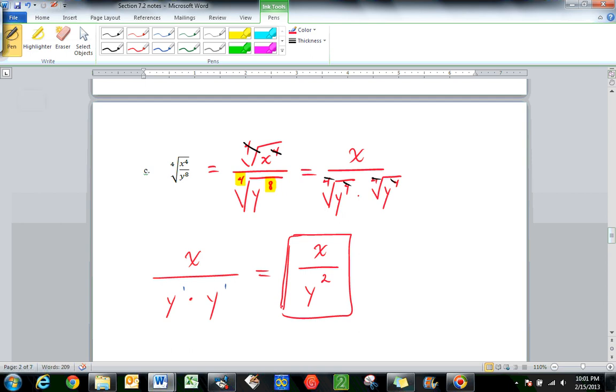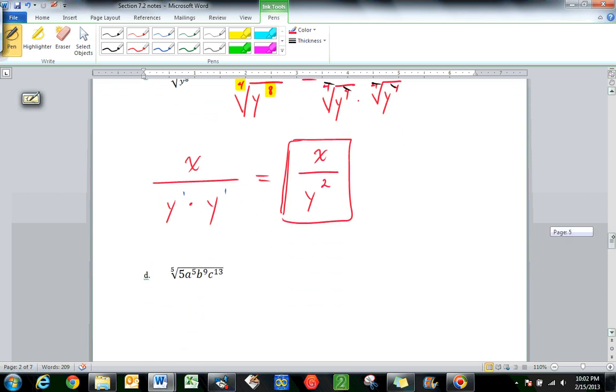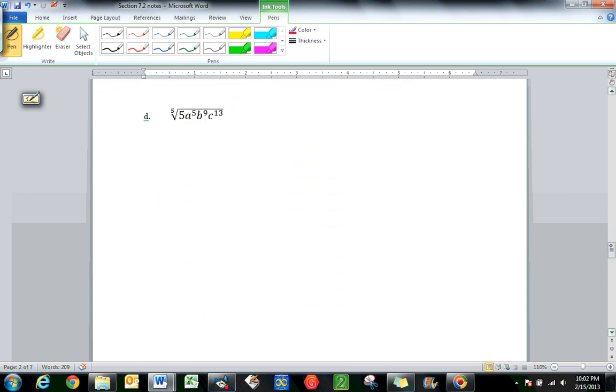Okay, so that's another look at a situation where we have a power of 8 and a root of 4, and we actually had twice as many, so it would have been y squared. And you'll start to recognize those situations with more practice. Okay, now we get to part D.